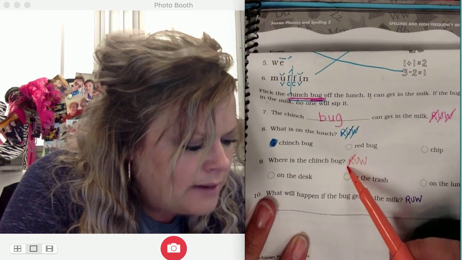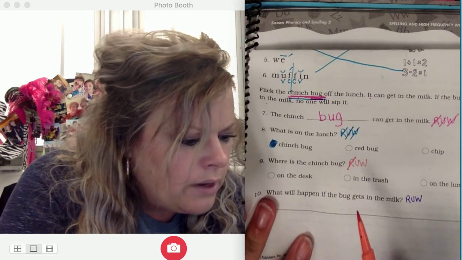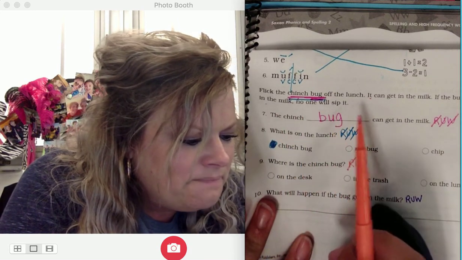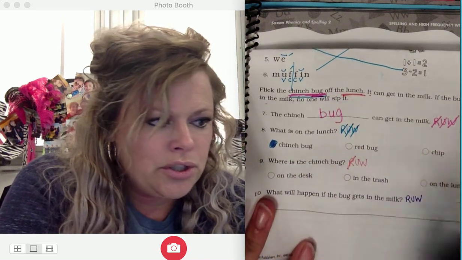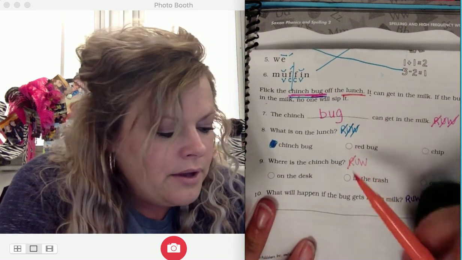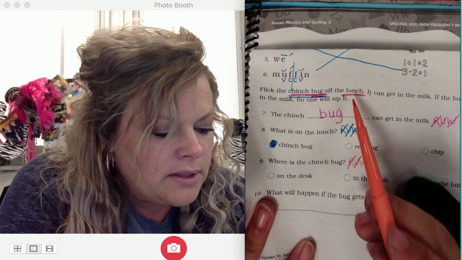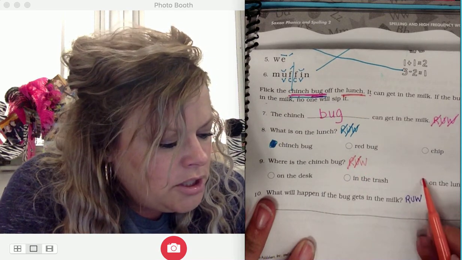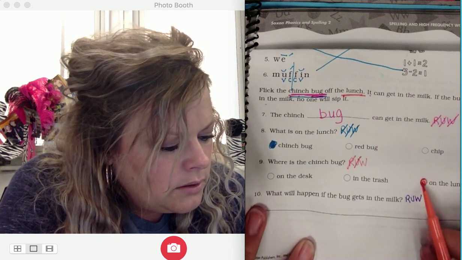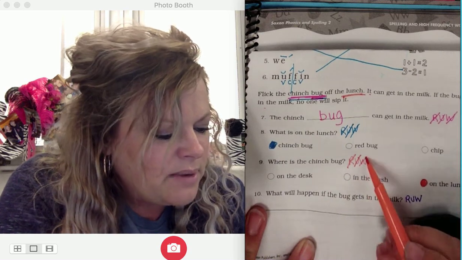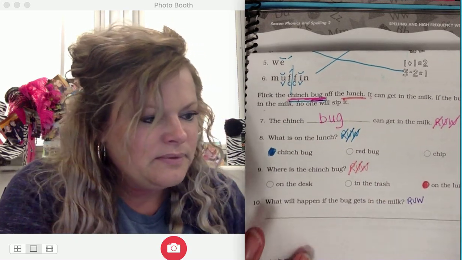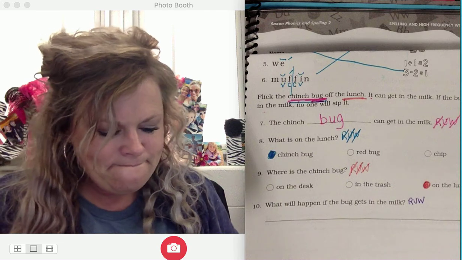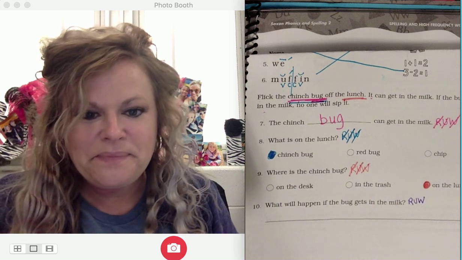So I read, I'm going to go back in the story and underline. Where is the chinch bug? It's on the lunch. It says it right there. So I'm going to cross out my U. I underlined it up there. He's on the lunch. I'm going to cross out my W. Okay. So I didn't get caught up.